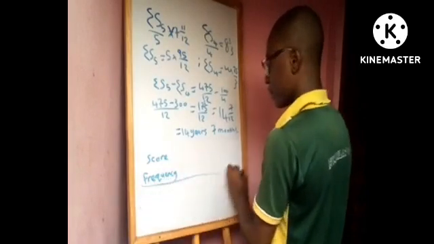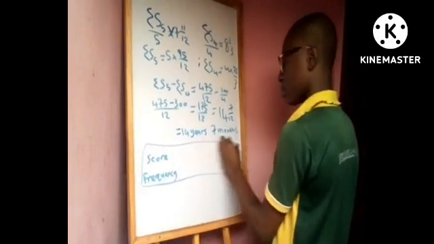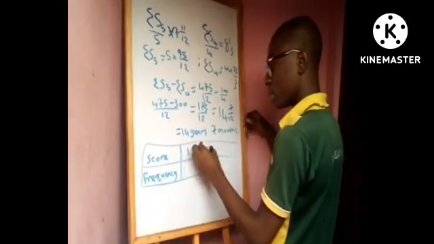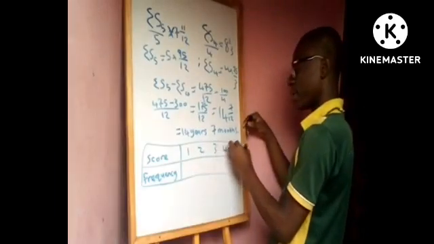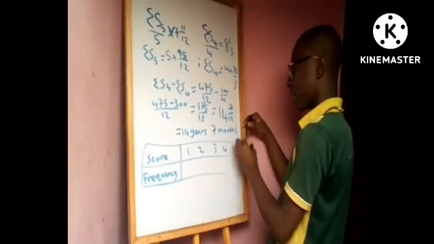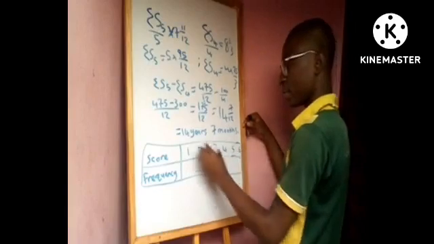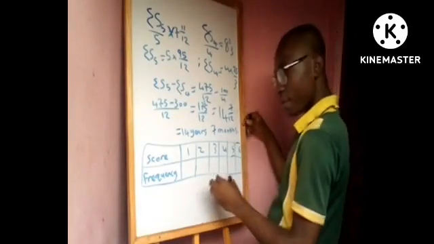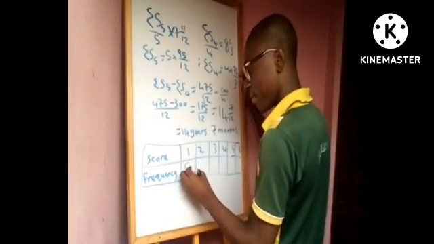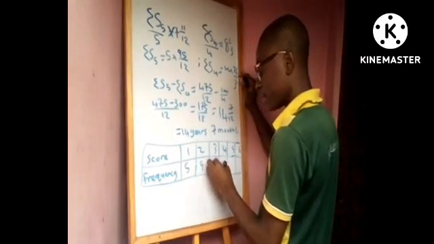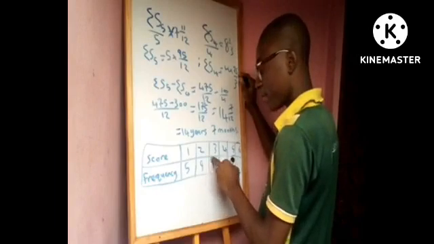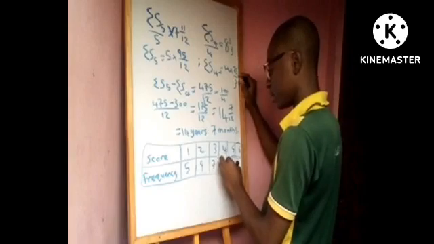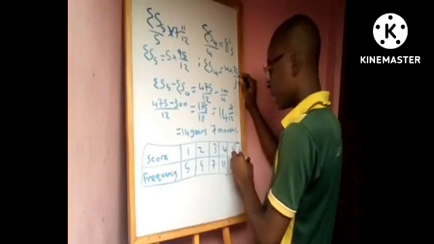So I have a score. When the score is 1, 2, 3, 4, 5 and 6, we have frequencies of 5, 9, 7, 11, 8, and 10 respectively.